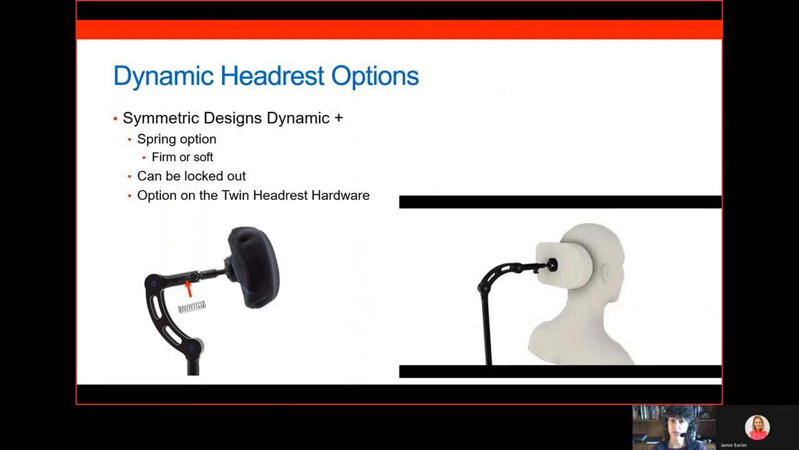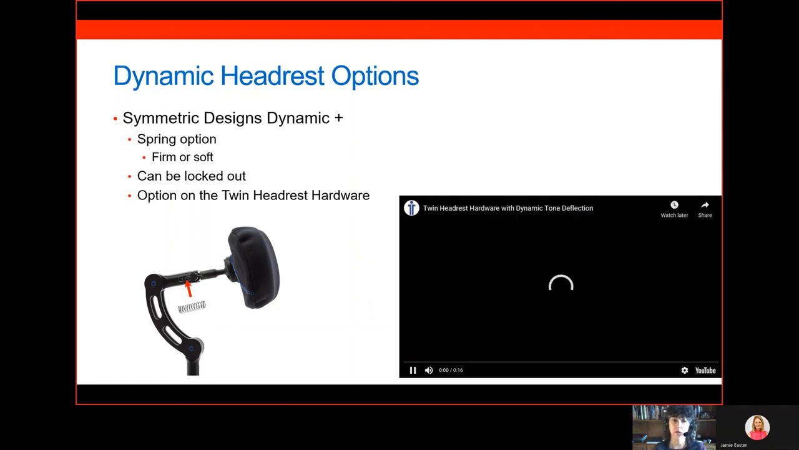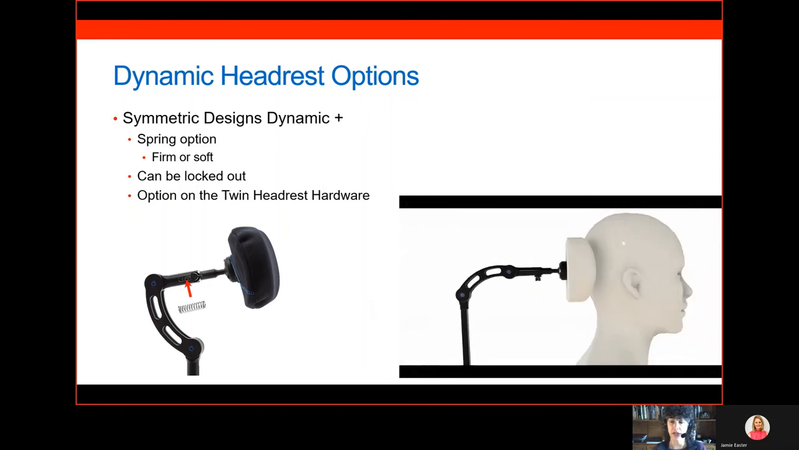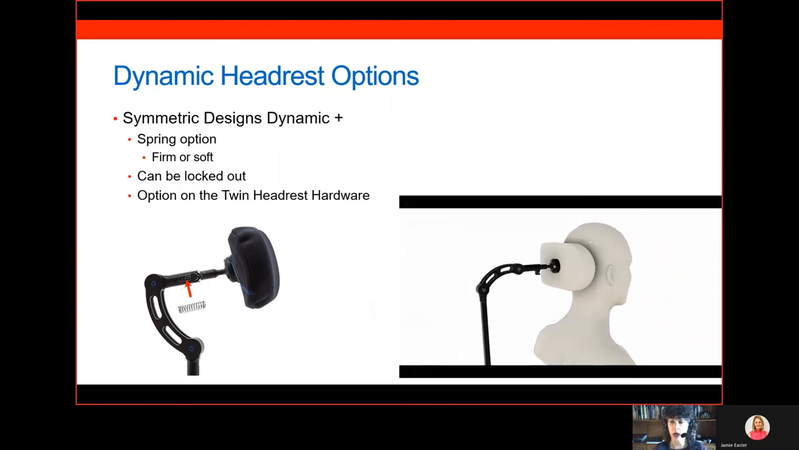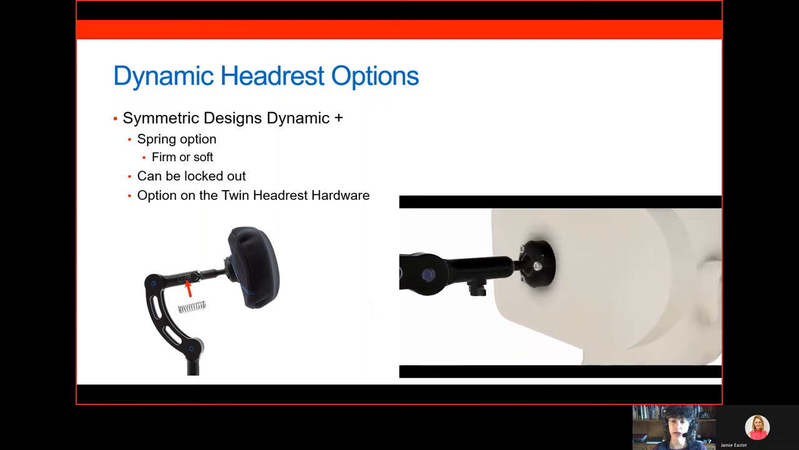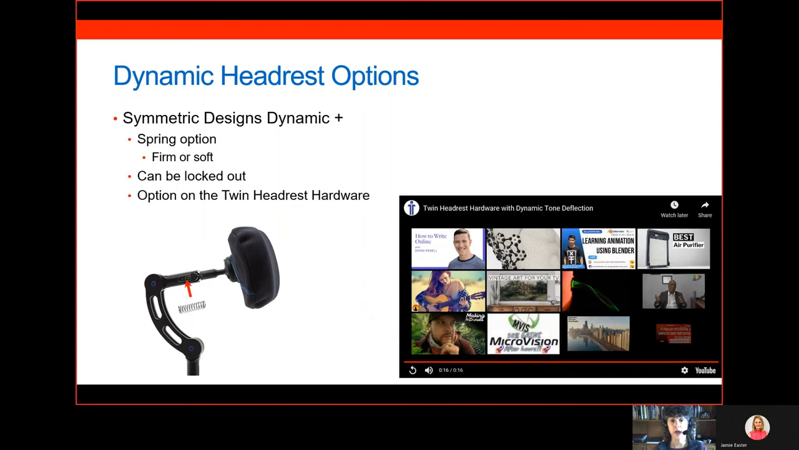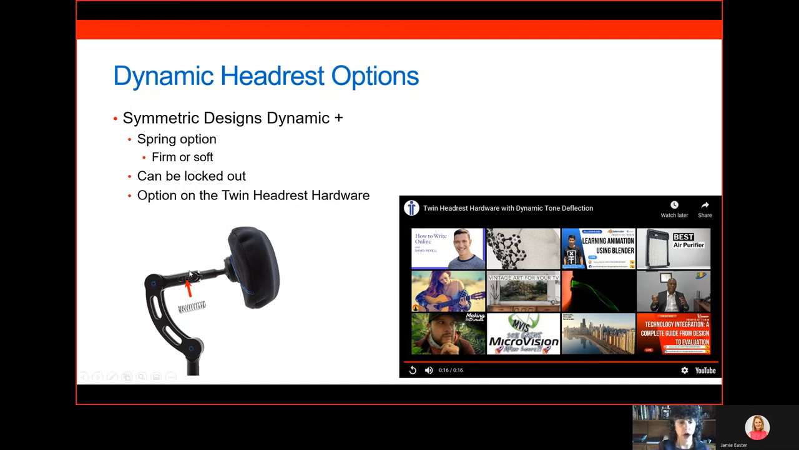Symmetric Designs has some nice head supports, and they have more recently come up with this Dynamic Plus hardware, and you can see it here. It can be locked out, and there's a spring mechanism that you can swap out to be firm or soft. And it's an option on one of their hardware mounting options, the twin headrest hardware. So again, can be locked out by turning this knob here. You can change the spring. It moves in a bi-directional manner.